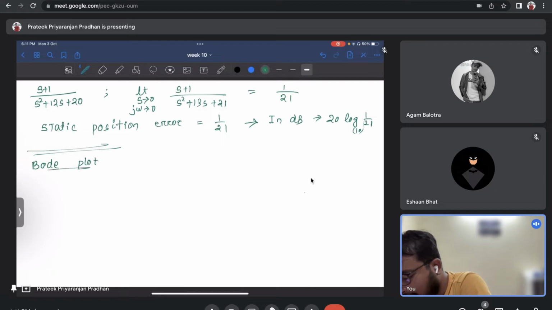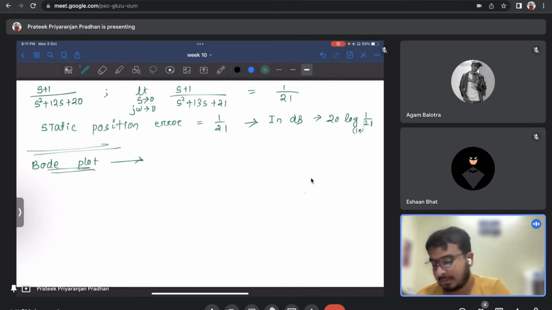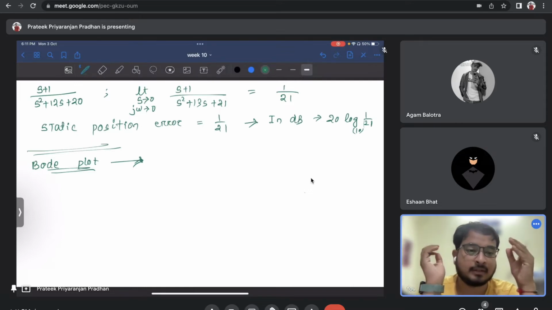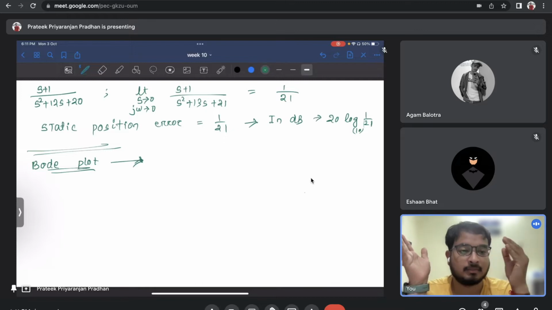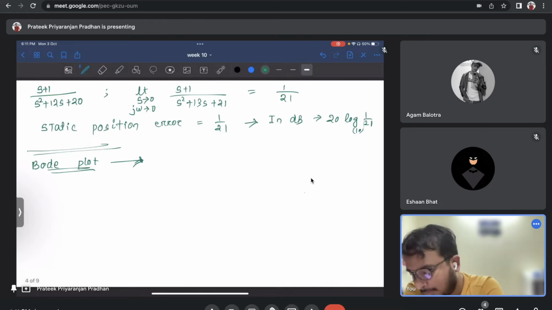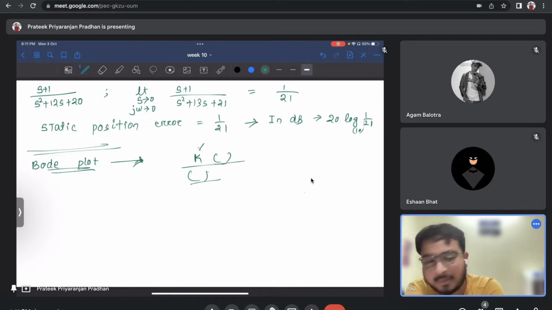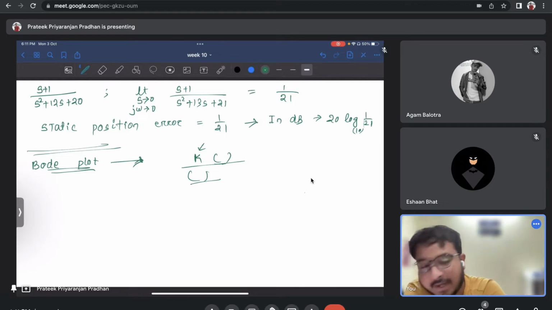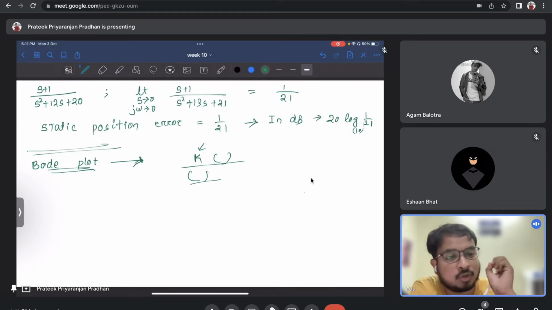Okay, the Bode plot. Just remember this: the Bode, Nyquist, and root locus are all done for the open loop transfer function, not the closed loop transfer function. Because what do we do in the regular root locus? We have a parameter k in the open loop transfer function, like k by something something into something something. We don't know the value of k, so we change the value of k and observe where the poles lie. That is called the root locus, and we draw the root locus diagram for the open loop.